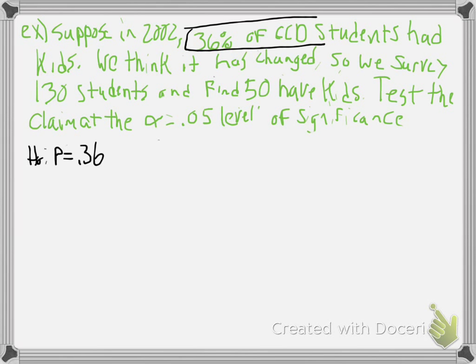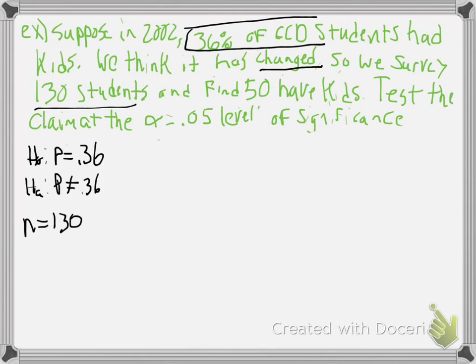We think it has changed. That's the key word, changed. So that means we have a two-tail, not equal to. P not equal to 0.36. We survey 130 students, that's n is 130, and find that 50 have kids.